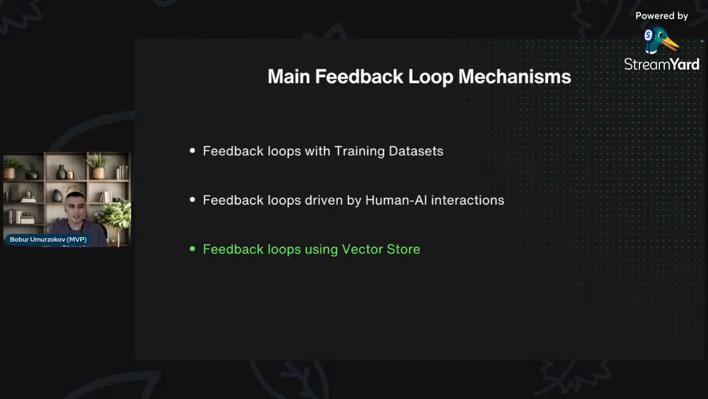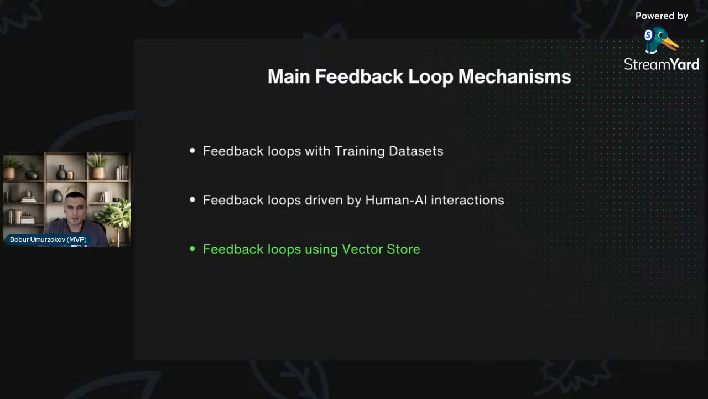And the second one is feedback loops with human-AI interaction. The human can provide feedback to the AI to improve its output. The third one, today's topic, which is super interesting and easy to implement, is feedback loops using vector stores.